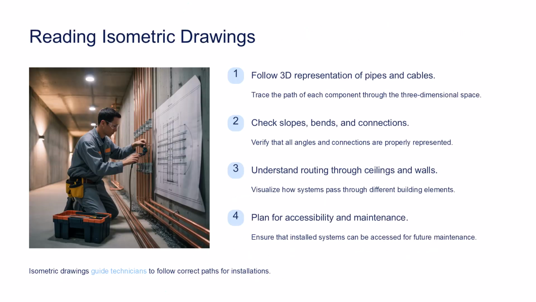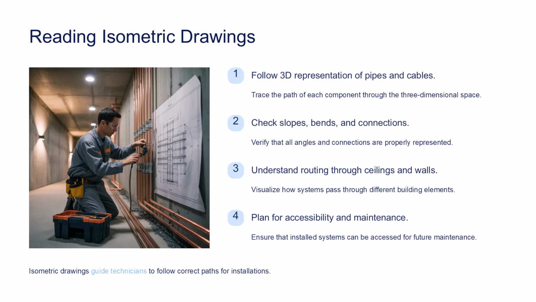Reading isometric drawings requires following the three-dimensional representation closely. Pipes, ducts, and cables are shown with slopes, bends, and angles. Routing through walls, ceilings, and floors is made clear. These drawings also show accessibility for future maintenance.